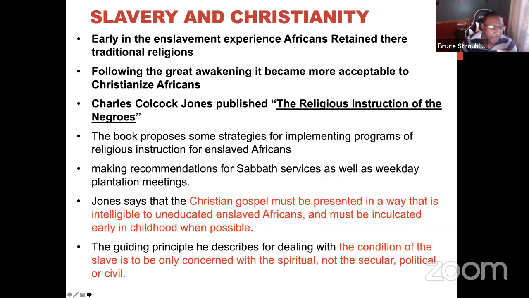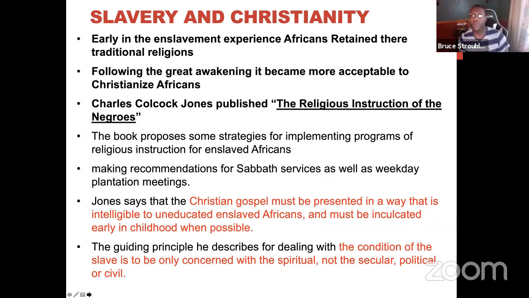He says basically in a quote, "The Christian gospel must be presented in a way that is intelligible to the uneducated African slave and must be inculcated early in childhood when possible. The guiding principle he describes for dealing with the condition of the slave is to be only concerned with the spiritual, not the secular, political, or civil."